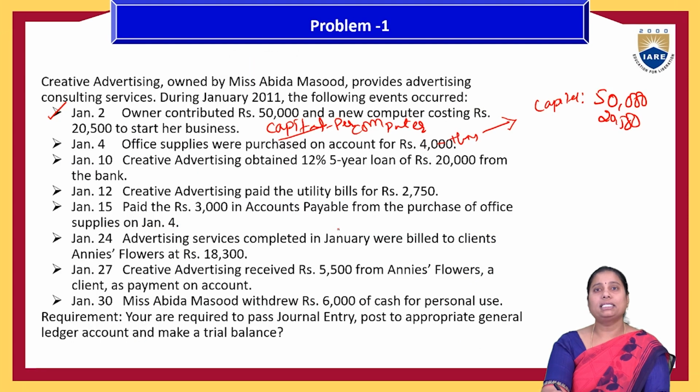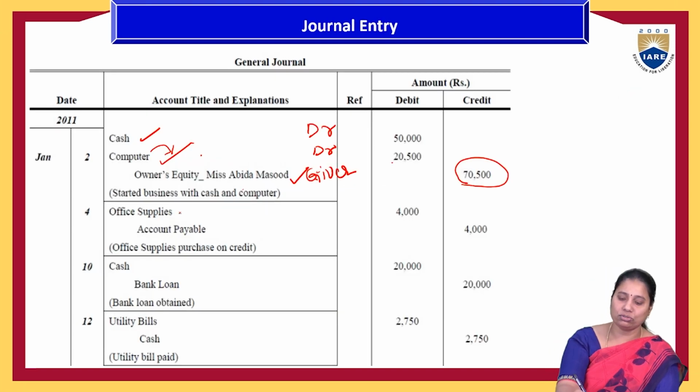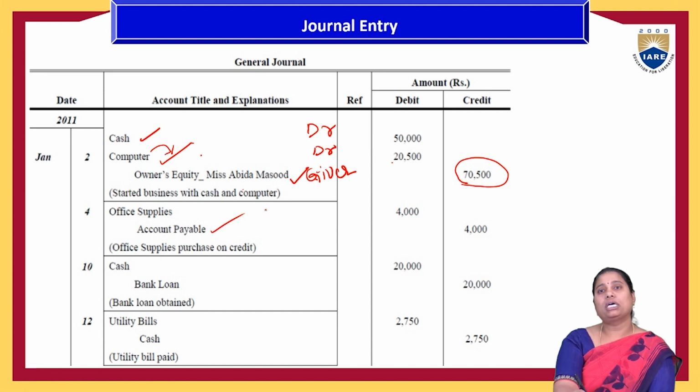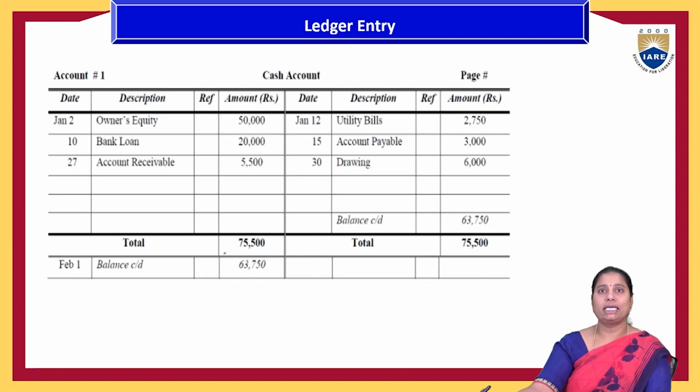And the second transaction is office supplies were purchased on account for 4,000, meaning they have purchased on the basis of account payables. These account payables are bills that have to be paid, so it is on the credit side. Office supplies are expenses. As per the nominal account, they are on the debit side. So like this, we will enter the journal entries.